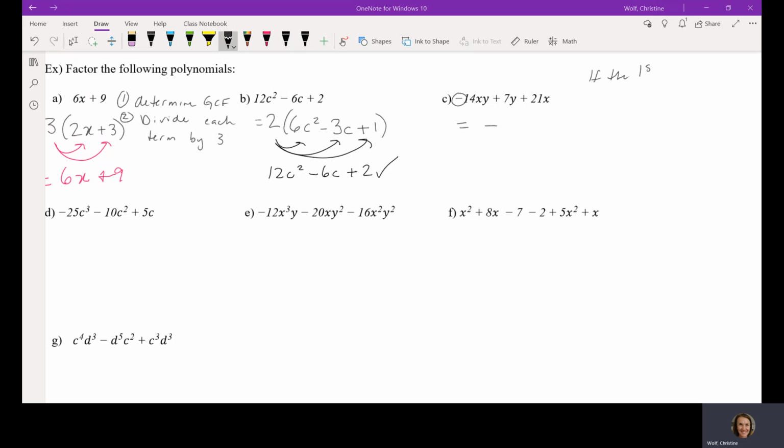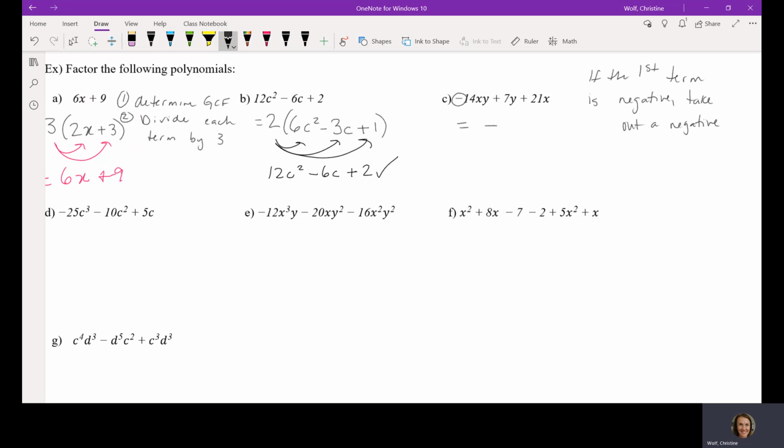If the first term is negative, take out a negative. So that's what I did there. So I took it out.